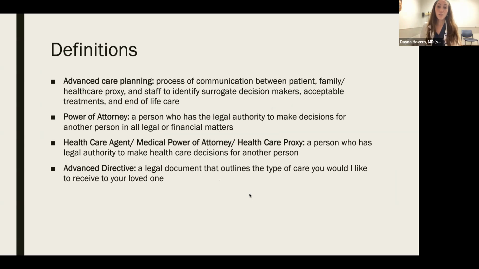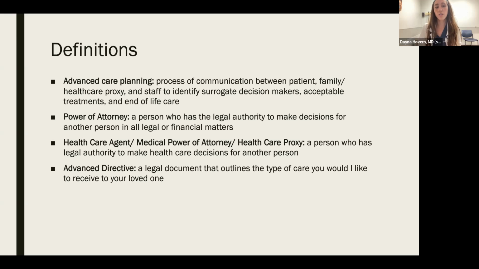All right. So we're going to start with some definitions. I'm sure that you've heard the term advanced care planning. You might have heard of things called living wills. I'm going to break it down for you so it's a little bit easier to understand exactly what these things are and how they play into the bigger picture. So advanced care planning is actually the process of sitting down and talking with yourself, with your family, with your doctors about what kind of care you would like at the end of your life or as you get sicker. And it's also the process of identifying someone who you would like to speak and make decisions for you in the event that you're unable to do so yourself.